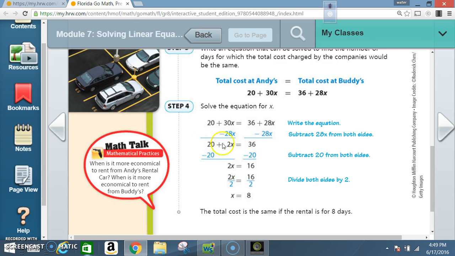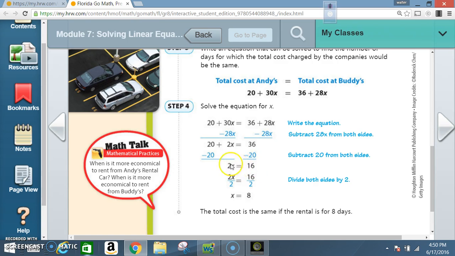This is a two-step equation. Multiplication and addition. I want to get this X by itself. So we already know that we start working with the addition and subtraction first. This is a positive 20. So I'm going to subtract 20 from both sides. I'll do the opposite of what I read. Positive 20, so negative 20, negative 20. 20 minus 20 goes to 0. I'm left with just 2X is equal to 36 minus 20 is 16.